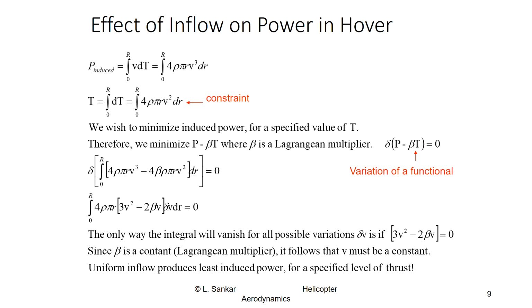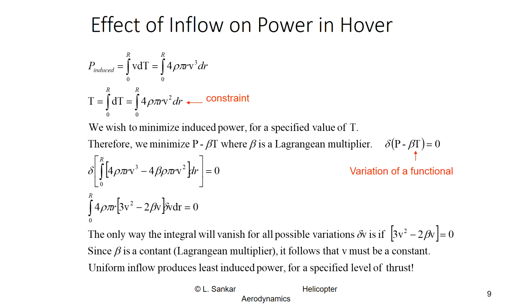How about the thrust? We just sum up dT, so it produces 4 times rho pi r v squared dr. So it's got one less v; you don't have the induced velocity multiplying it. We want the thrust, that's good. So for a specified thrust, we want to minimize the induced power. We want to know what type of induced velocity v will minimize the induced power P induced for a specified T.